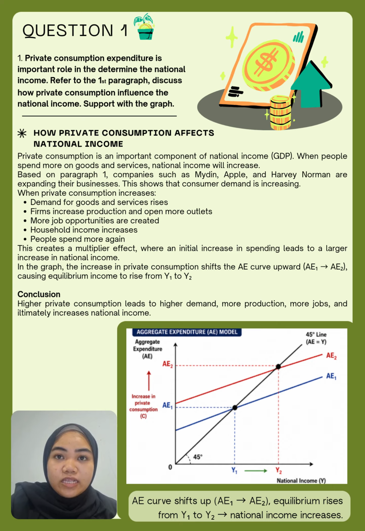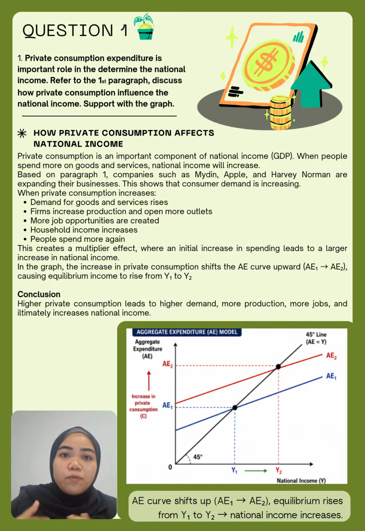I will present case study 1 for question 1. Today, I will discuss how private consumption affects national income. Private consumption refers to households spending on goods and services, and it is the largest component of GDP. Based on the article, companies such as MACROECONOMIC, Apple, Harvey Norman are expanding their business. This indicates that consumer spending is increasing.